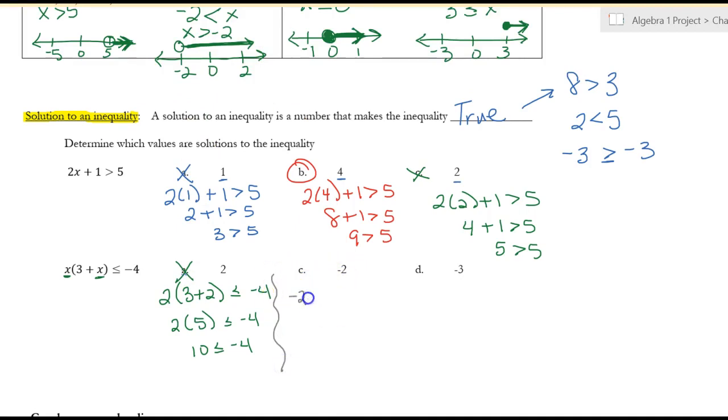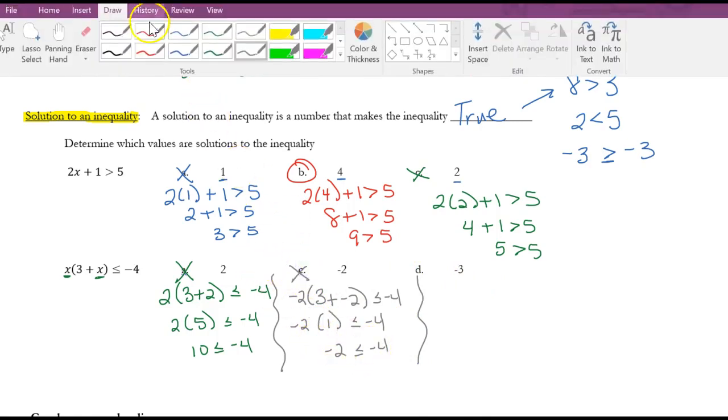Again, I have to plug in my value in twice. Negative 2, 3 plus negative 2 less than or equal to 4. So that's negative 2 times 1 less than or equal to negative 4. And negative 2 is less than or equal to negative 4. That's another one. That's not true. 2 is not less than negative 4. It's actually bigger because it's on the right of it.